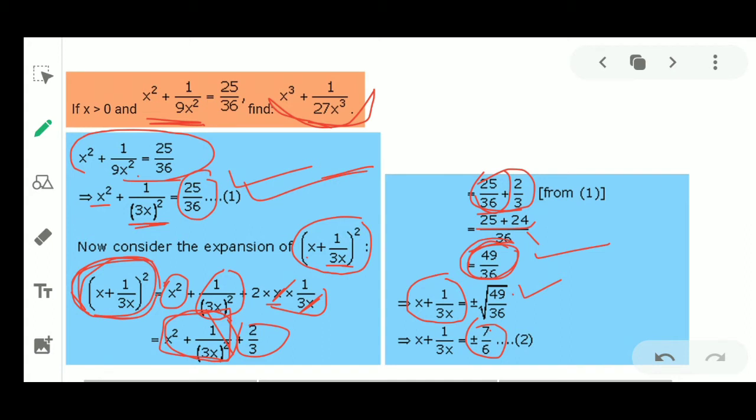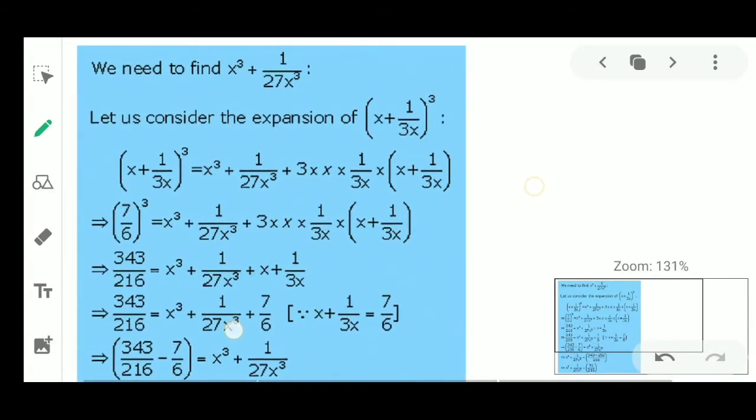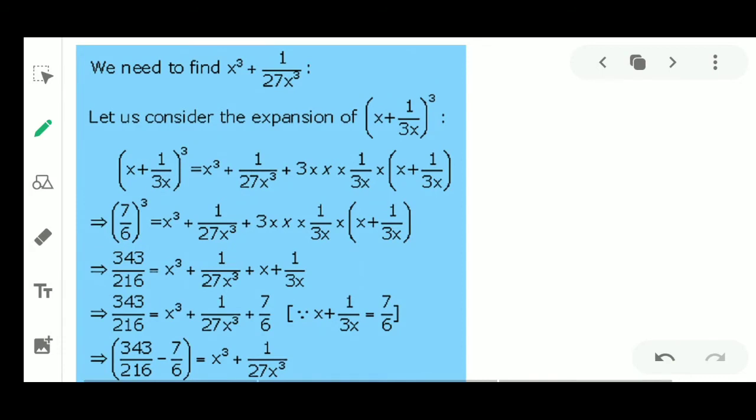So x plus 1 by 3x equals plus minus 7 by 6. This is equation 2. Now you have to find x cube plus 1 by 27x cube. If you write x plus 1 by 3x whole cube, that will be x cube plus 1 by 27x cube plus 3 into x into 1 by 3x into x plus 1 by 3x. This is the formula of a plus b whole cube: a cube plus b cube plus 3 into a into b into a plus b.